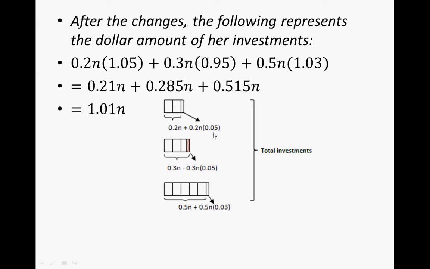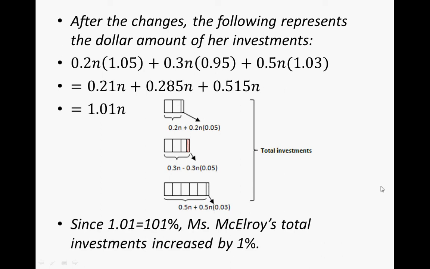So if we show this as a tape diagram, we have two of those 10 boxes, and then showing that it's a 5% increase. So that's the little sliver here. Then we have 30%, and then we're taking off 3 times 500, so that's this red area. And then we have the other 5 blocks, or 50%, and then it's 50% times 3%, which was an increase. So since 1 100th equals 101%, Mrs. McElroy's total investments increased by 1%.